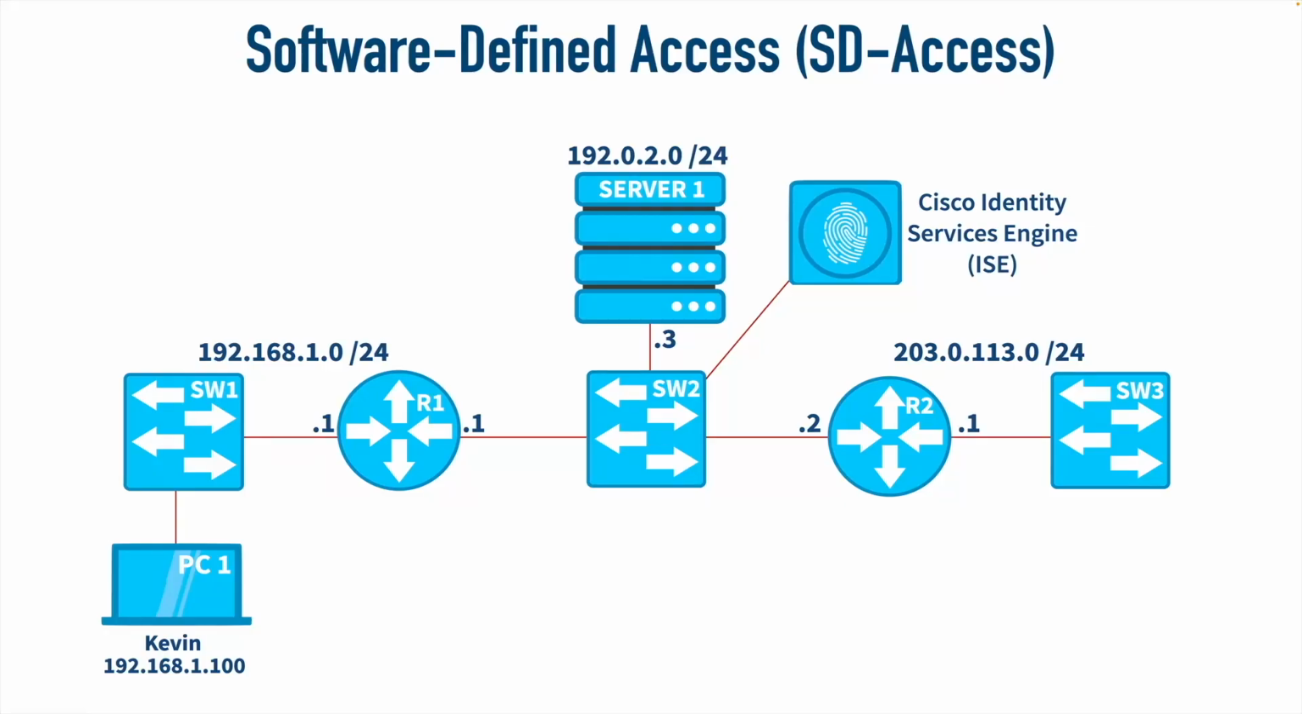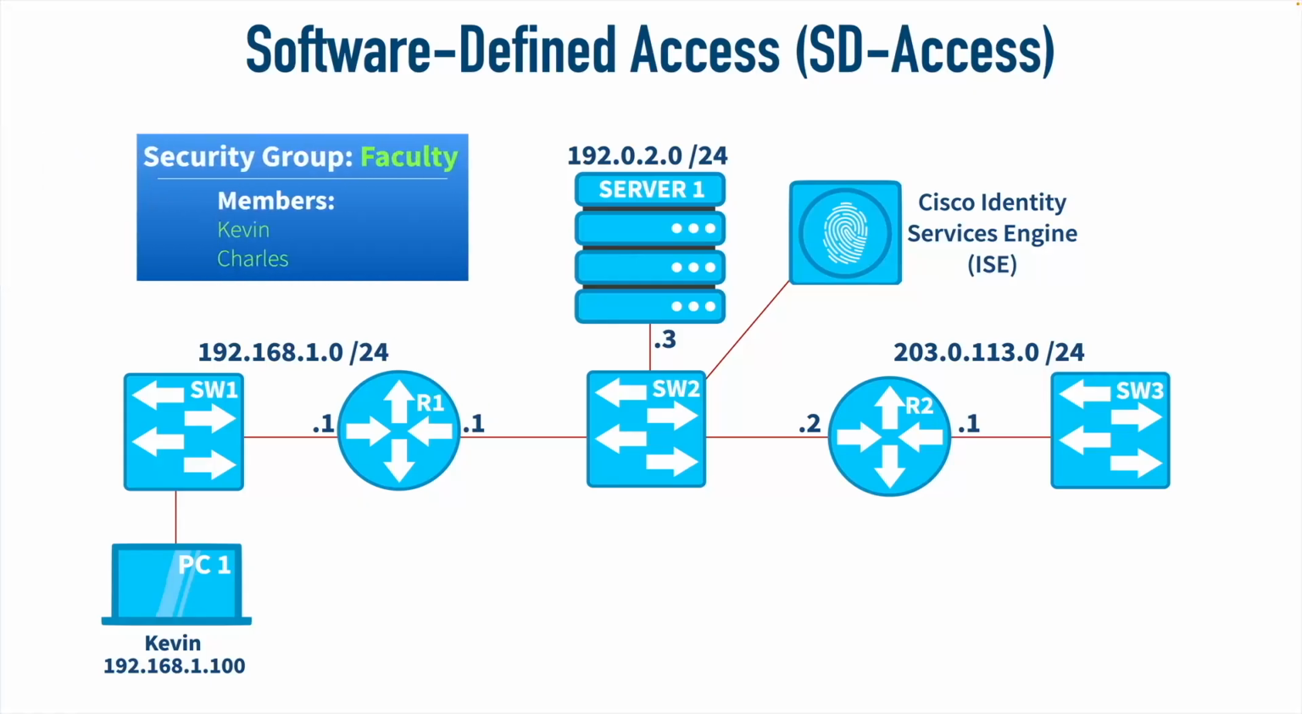But ICE is going to verify our credentials and say, for example, okay, Kevin, you just logged in. You're a member of the faculty group. And as a result, I'm going to assign your traffic a security group tag, or an SGT of 50. And that SGT, that security group tag, is going to follow your traffic throughout the network. And let's say that server 1 belongs to a security group with a security group tag of 10.